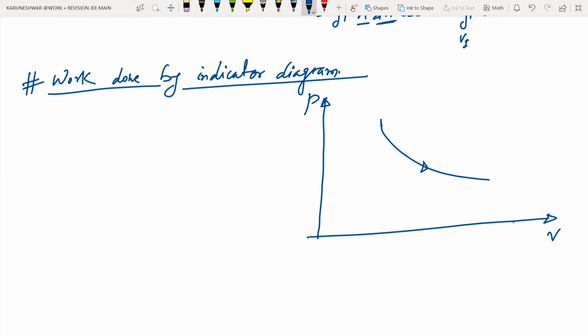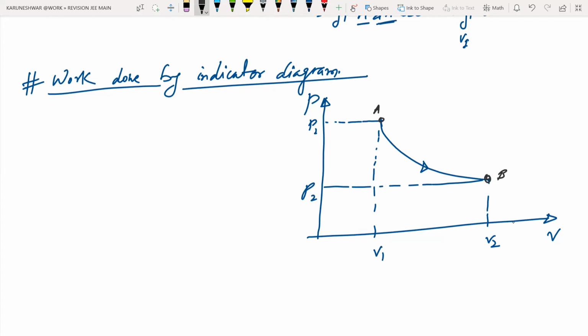Let's suppose this is the graph of the pressure-volume relation. At this point we have pressure P1, and this is the corresponding pressure point P2. Here we have volume V1, and here volume V2. Here you can see the area under the curve. If you go for the area under the curve, the pressure and dV, then we can find the work done from A to B, if I consider this point to be A and this point to be B.